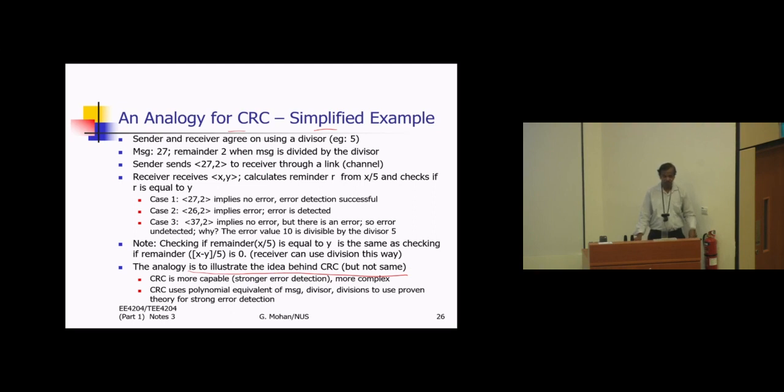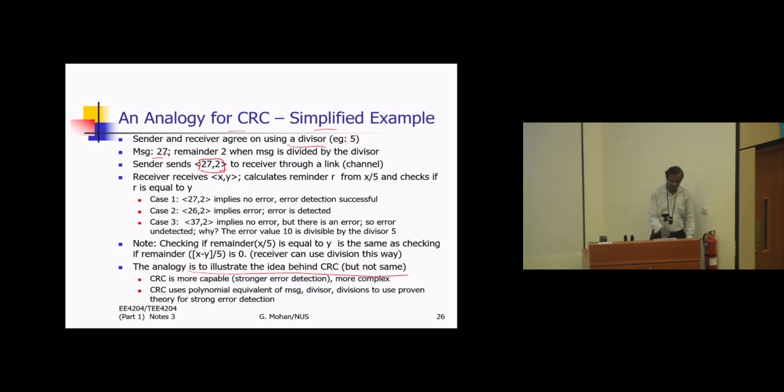Let's say we want to send some number to the receiver. The sender and receiver can agree on some divisor, let's say the number 5. They both know which divisor they are going to use. Let's say the sender wants to send the message 27. The sender will divide 27 by 5, and attach the remainder 2. So it sends 27 then 2 to the receiver.